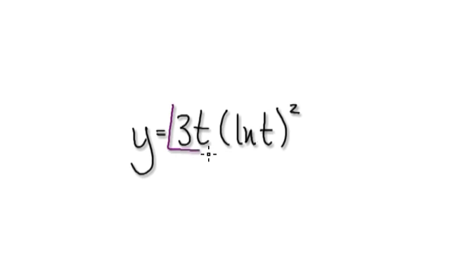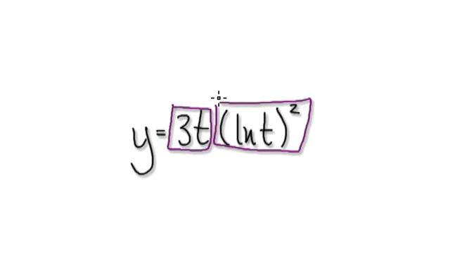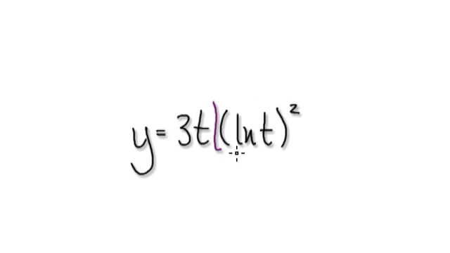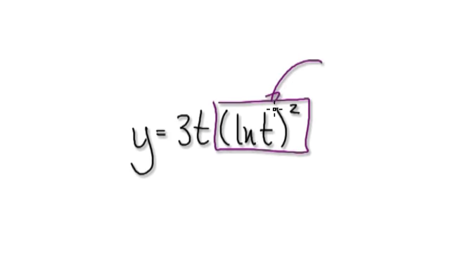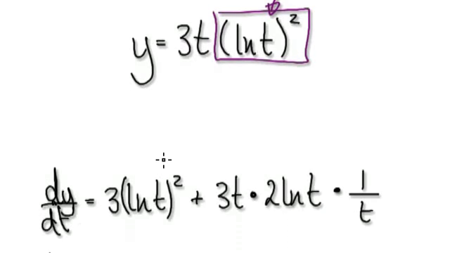Okay, so to do this, visualize it as one block multiplying with another block. So you've got to use the product rule. Remember, the product rule is differentiate this, leave this the same, and then leave this the same, and then differentiate this. And when you come to differentiate this, you've got to use the chain rule.